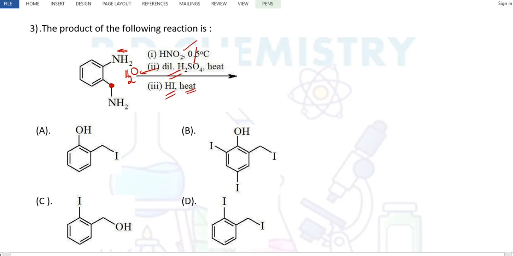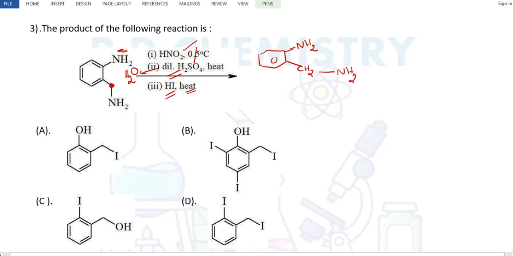Okay, so let me write down the first reaction with nitrous acid. So we have now an aromatic primary amine. Then we have at the ortho position CH2, then attached to the NH2.